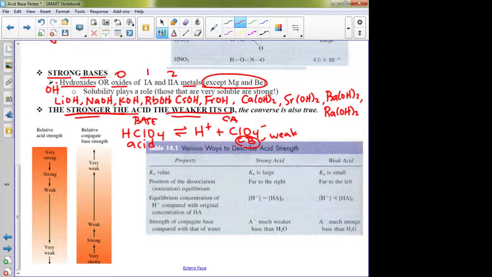So if you don't have a base on your reactant side, you wouldn't label a conjugate acid for your formula. You could say this is the conjugate acid. That is the conjugate acid. All right, we'll stop there for today.